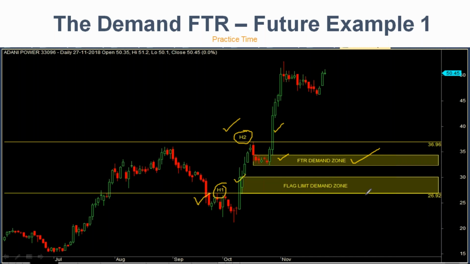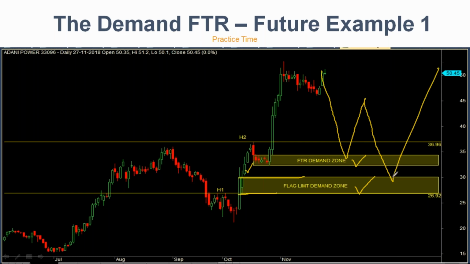Now look at this. At H1, friends, if FTR is correct, give me a check. Anybody who thinks it's not FTR? Okay, next. Look at H1 now. H1, I consider it a flag limit. Price broke, formed a base, again did a gap up and went up. So this is also a zone for me. Next, what is this zone? This is my flag limit. This is my FTR. Now price coming down, it can react from here.